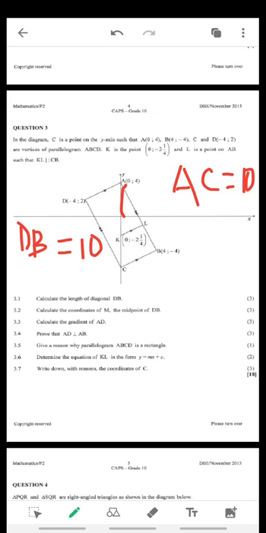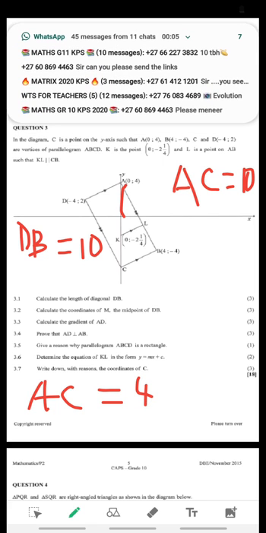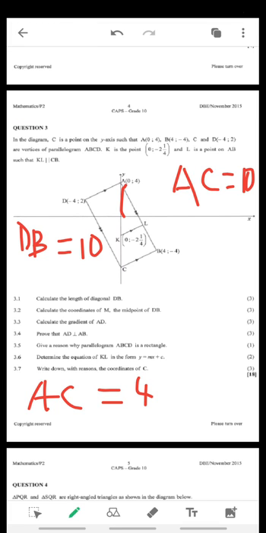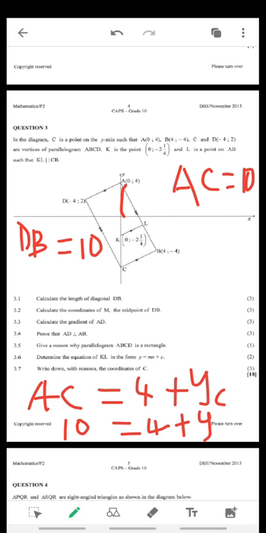So it will be AC. Let us write it down. AC equals, remember, what is AC? AC will be from the origin to point A, which is 4, and then from C to the origin, what will it be? Remember, we don't know, but that will represent the value of C. That will be plus YC. But what do we know? We know that AC is 10. 10 equals 4 plus the y coordinate of C.